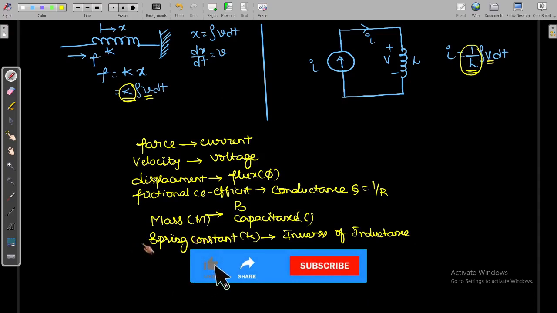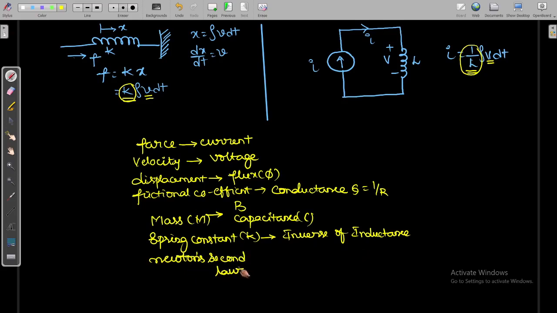Next, Newton's second law. If you apply it on this side, what are you going to get? Sigma of all the forces will be equal to 0. Next, Kirchhoff's current law. Here you have to apply Kirchhoff's current law, which gives sigma of all the currents equal to 0. So this is the comparison of the force-current analogy.